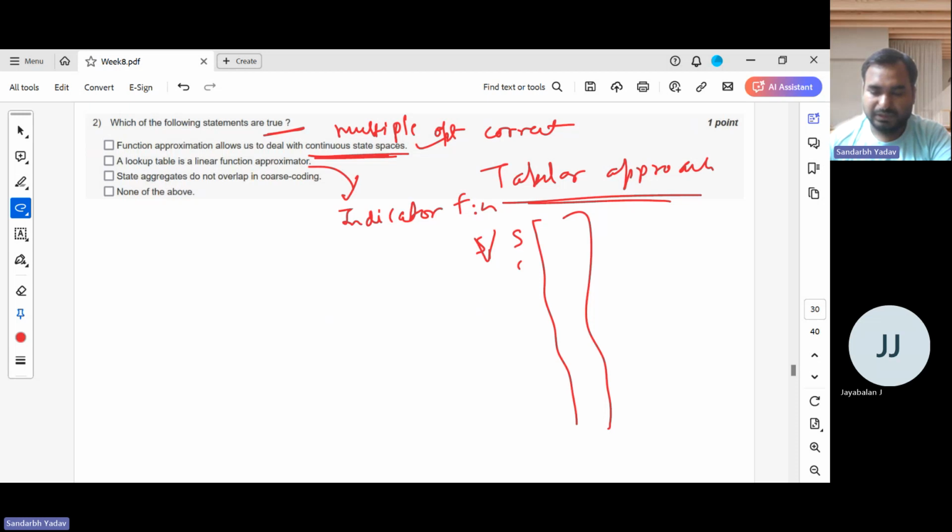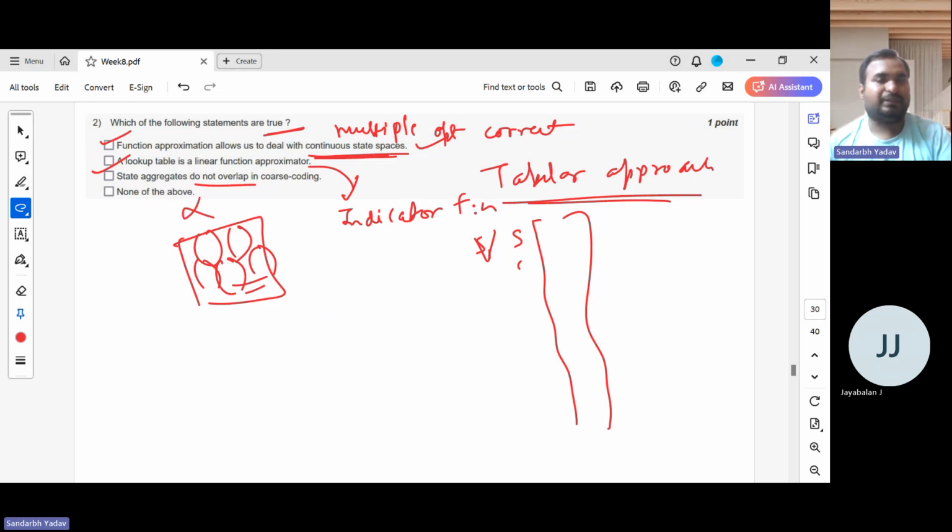So now the question is: state aggregates do not overlap in coarse coding. So basically, this will be the deciding factor. So these two are either correct, first and second. You need to see whether state aggregates overlap or do not overlap in coarse coding. You might remember this example, right? Was there any overlap or not? So based on that, you can get the answer. Either way, there is also the none of the above option. If there is any doubt, you can ask me. Otherwise, I'll move to the next one.